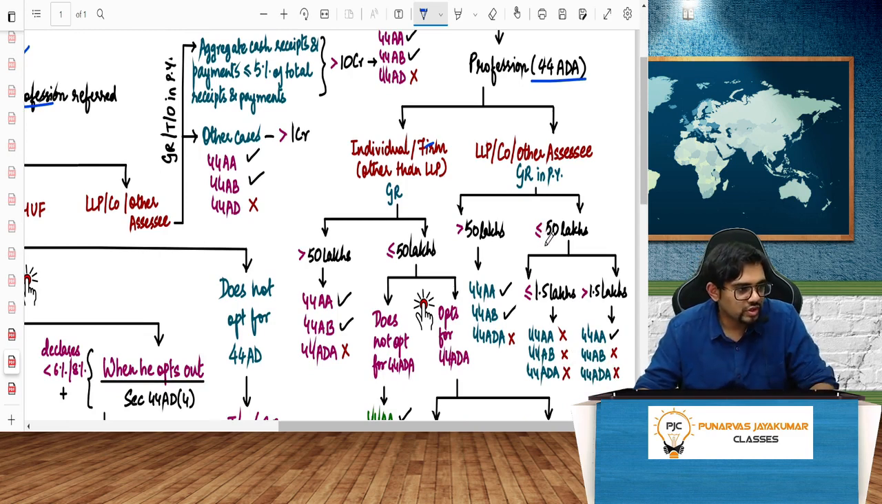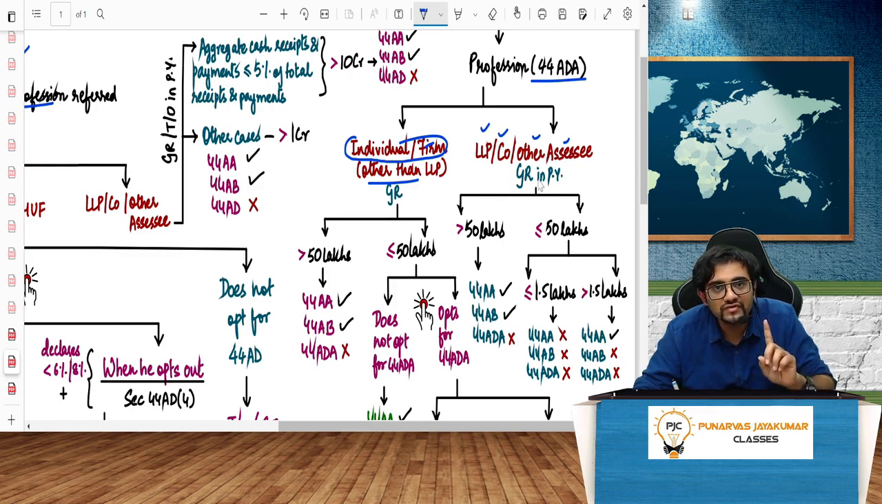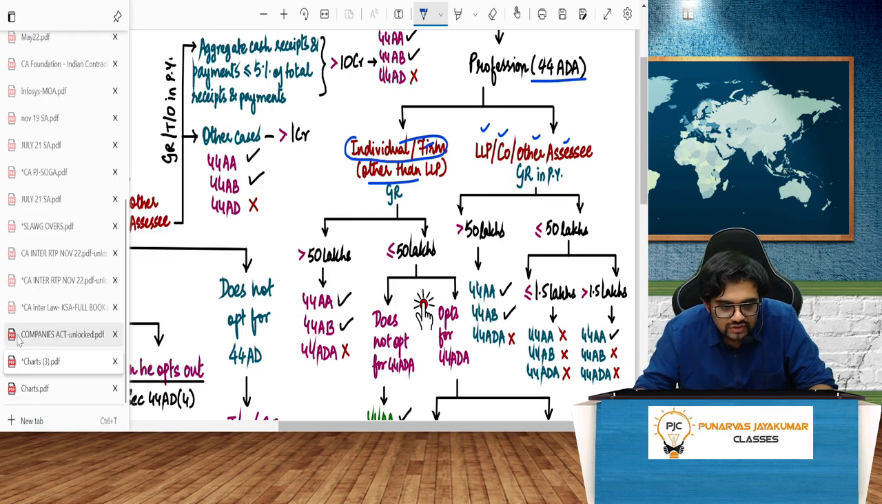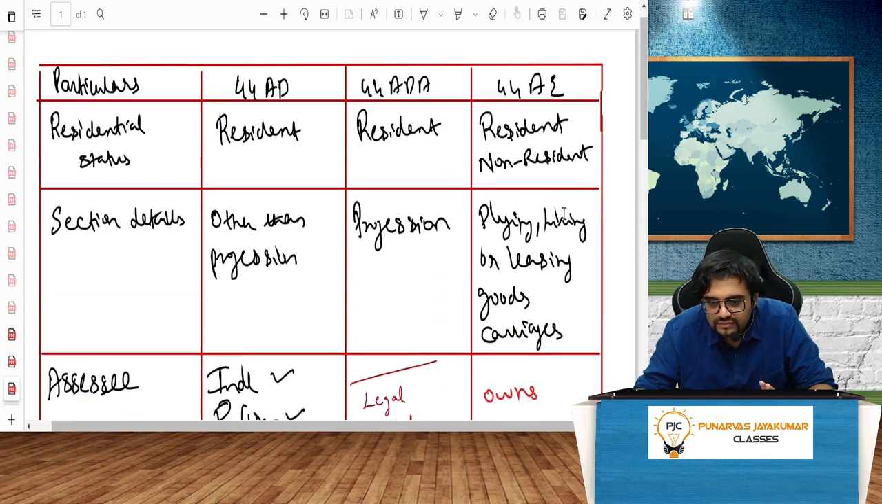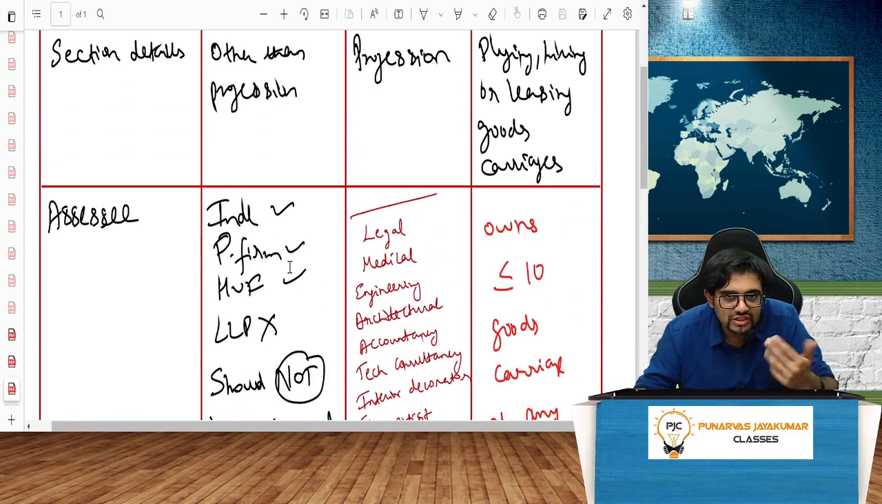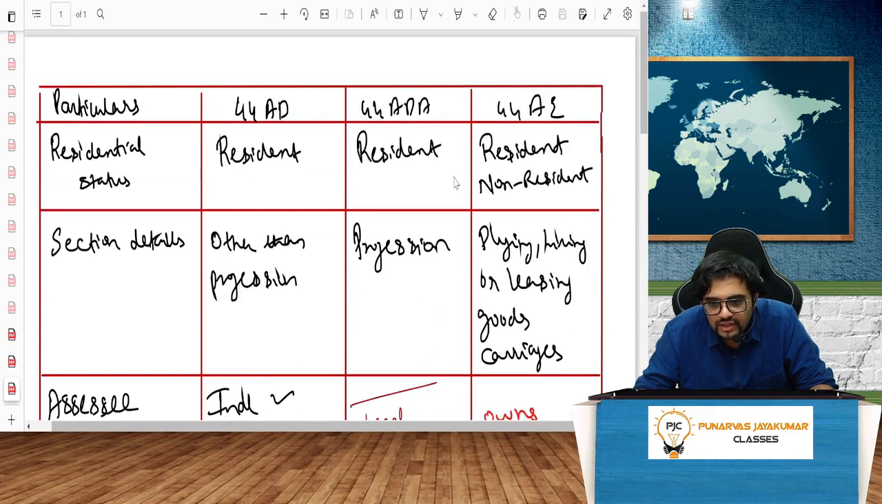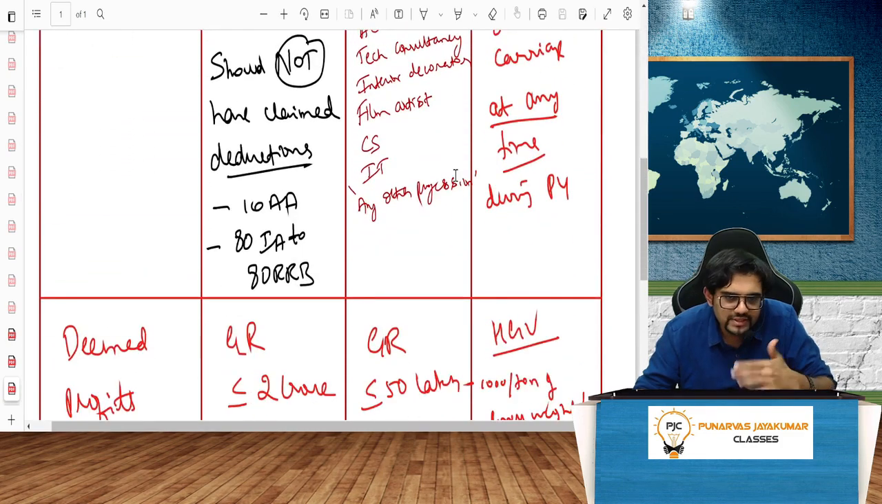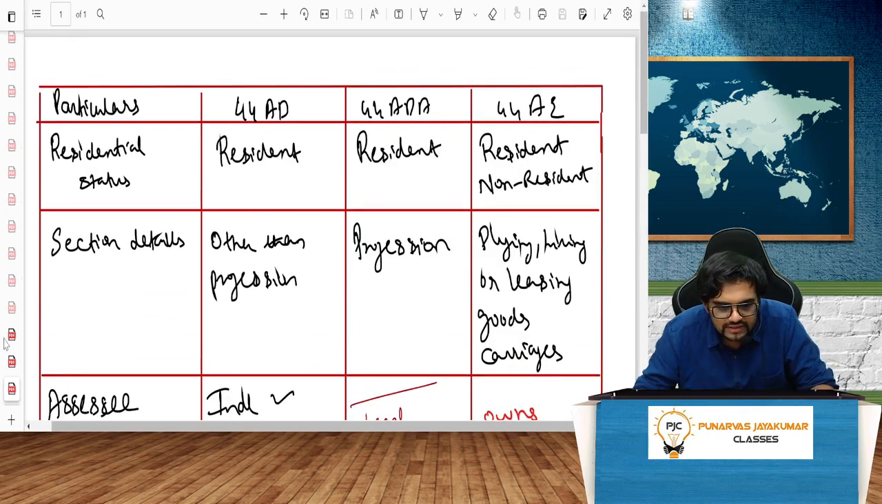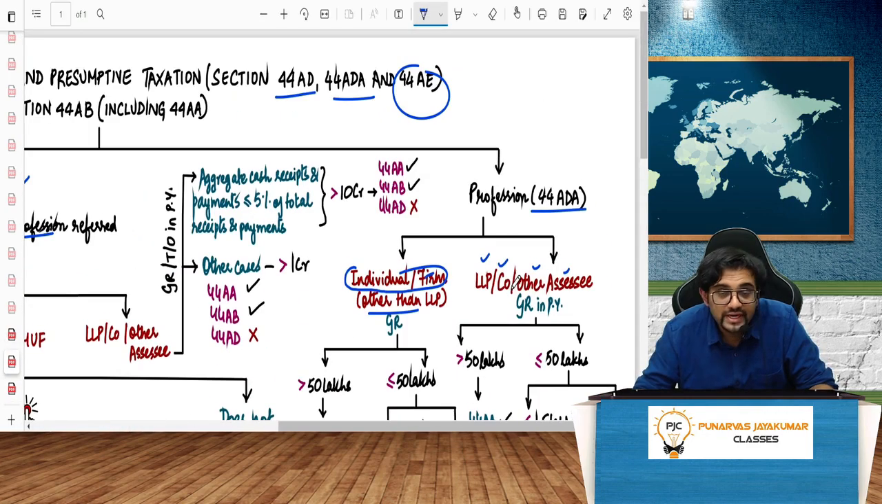Why am I splitting? Because individual and firm other than LLP, I'll make into one part. LLP, company, other SSE, I will make into the other part. Why? Because 44ADA is applicable only to individual and firm other than LLP. So this chart only I have actually added here. See, individual, partnership, and HUF, of course, other than LLP. That is for your ADA. That same thing is given there. This is for AD, that's for ADA. Similar thing. So let's come here, check. I'm doing ADA now. Okay.